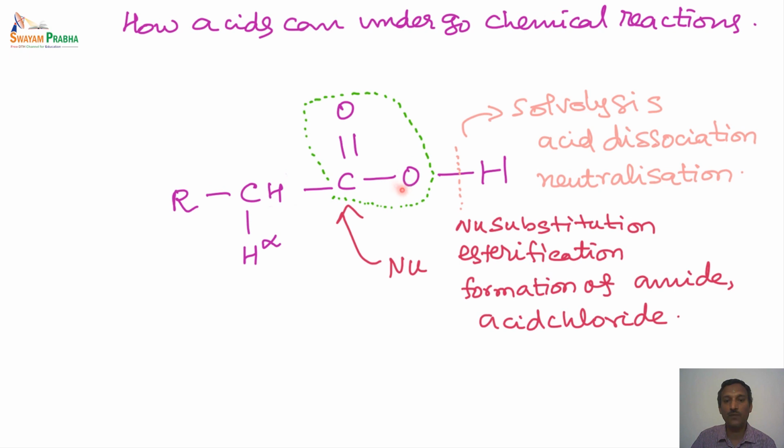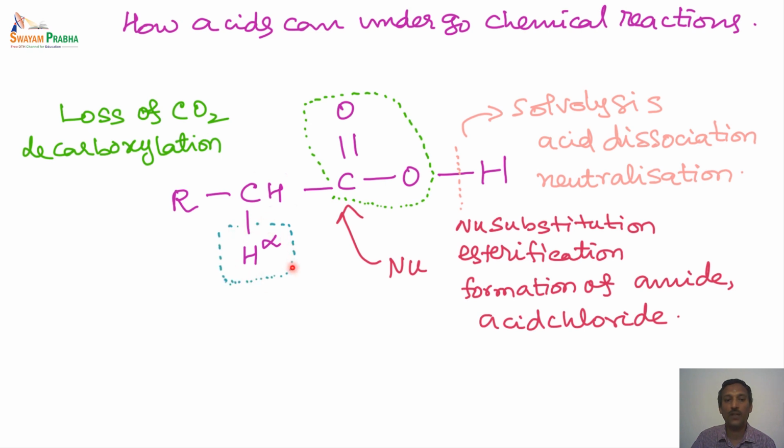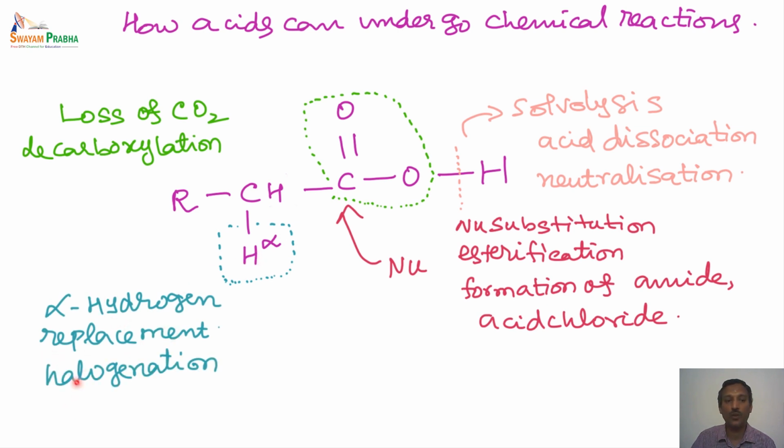The next unit is the COO, which is nothing but carbon dioxide. So the carboxylic acid can also undergo decarboxylation by the loss of the CO2 group. This is also one type of reaction that is possible. And we have an alpha hydrogen, as I mentioned, the CH bond. This alpha hydrogen can be replaced, and some of the reactions include the halogenation reaction. So these are all the various reactions a carboxylic acid can undergo. We will see them one by one separately.